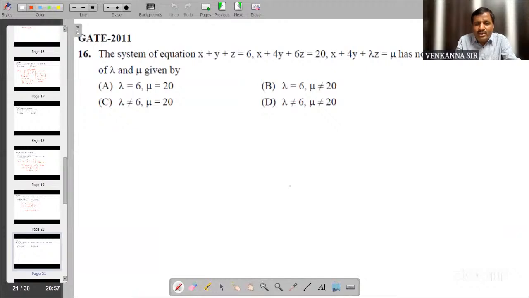Lambda and mu. Can you guess what is the answer? Already explained the logic in the first question. Anybody? A, B, C, D, which option is correct? Can you guess? This type of question I already discussed as the first question in the beginning. Yeah, try to guess what is the answer. A, B, C, D, which option?